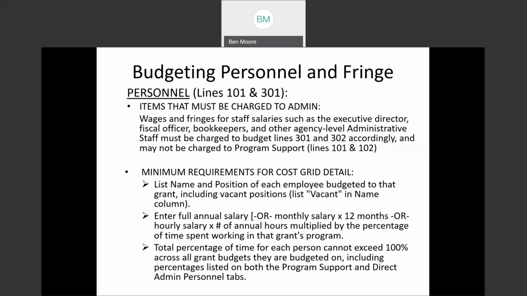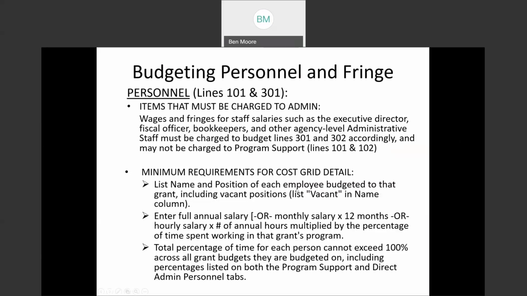The items that must be charged to admin for the personnel category are wages and fringes for staff salaries, such as the executive director, fiscal officer, bookkeepers, and other agency-level administrative staff. Again, they must be charged to line items 301 for personnel and 302 accordingly for fringe, and they may not be charged to the program support equivalents of those lines, budget line items 101 and 102.